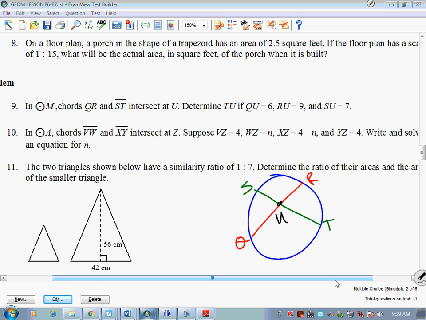Determine the length of TU, which means we are going to look for this length here. If QU equals 6 and RU equals 9 and SU equals 7. Casey, I haven't called on you yet today. Can you tell me how to find X? What am I going to set up here? Lesson 86, if you need to go back and look at your notes in the book.